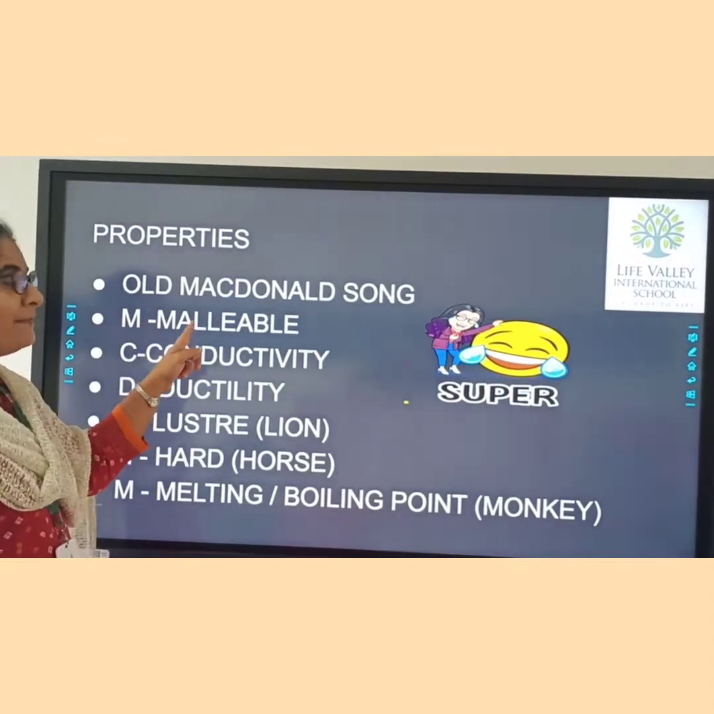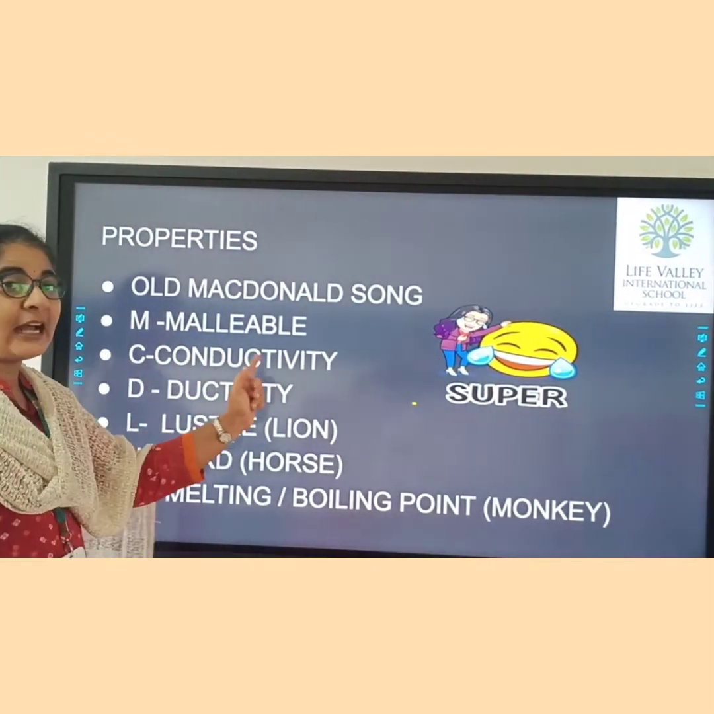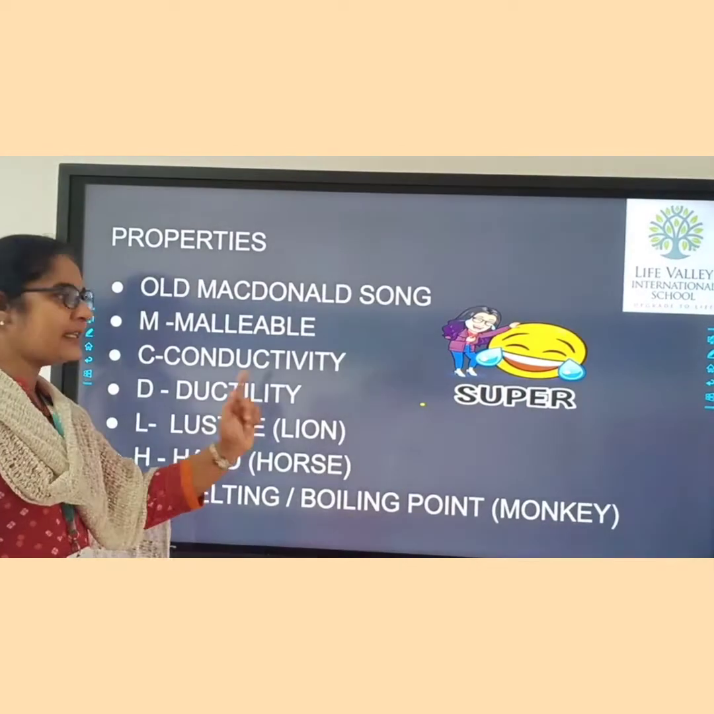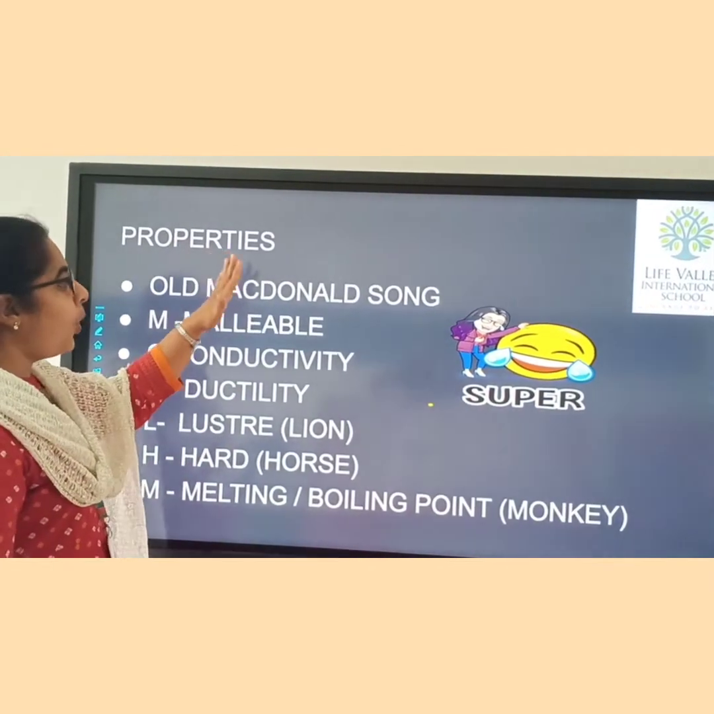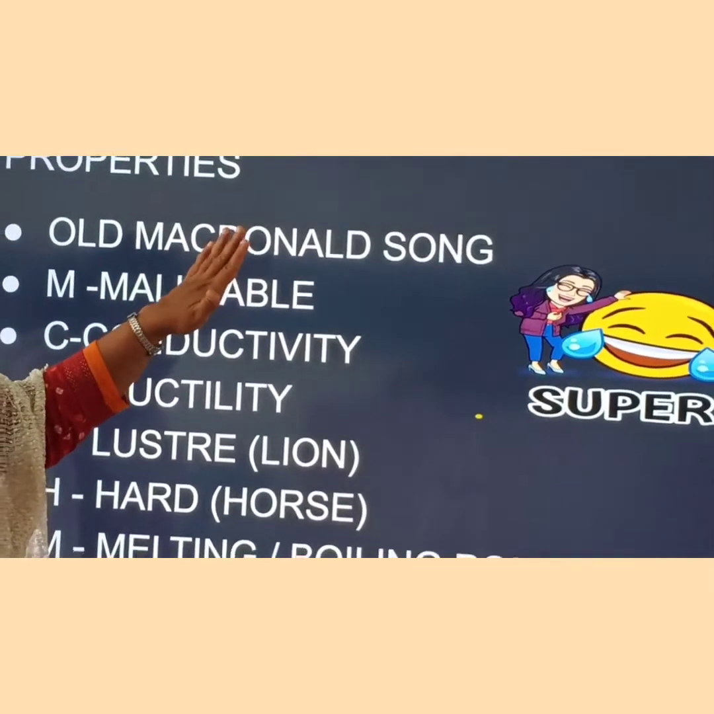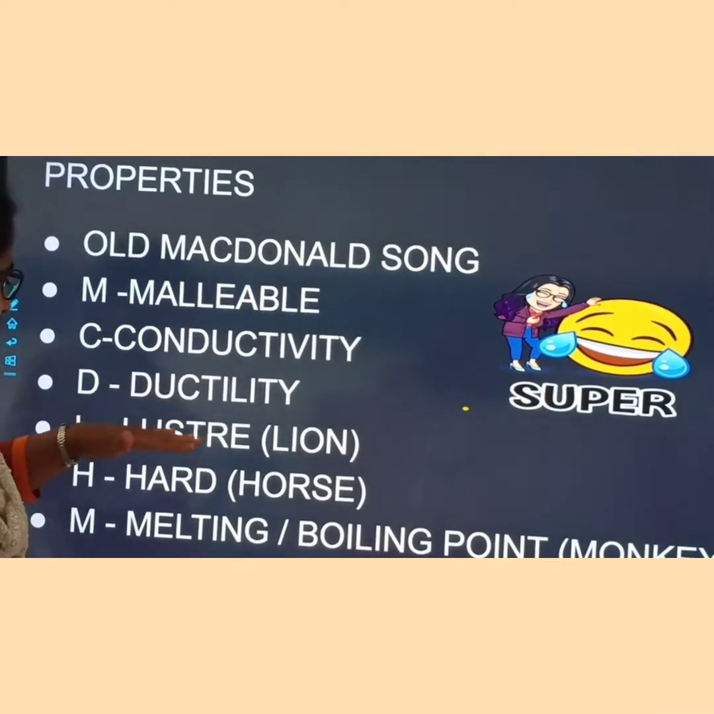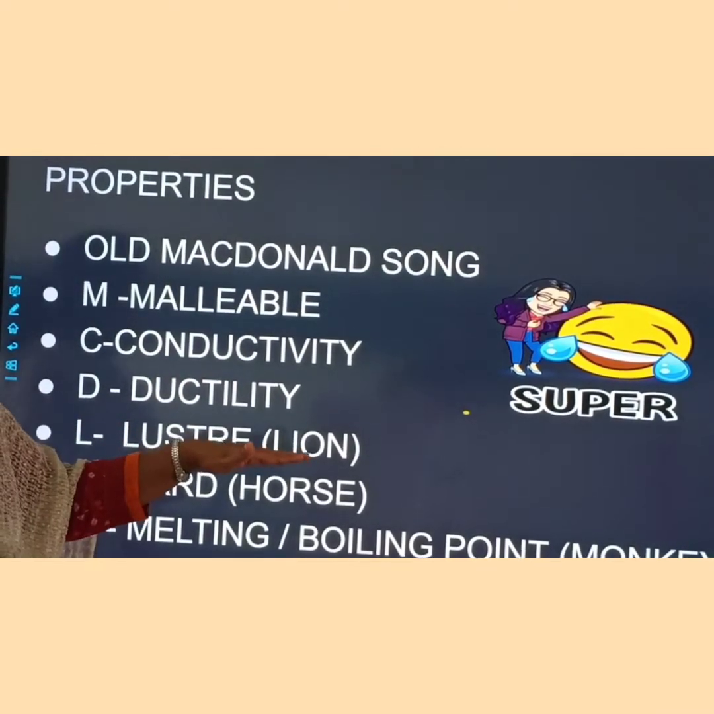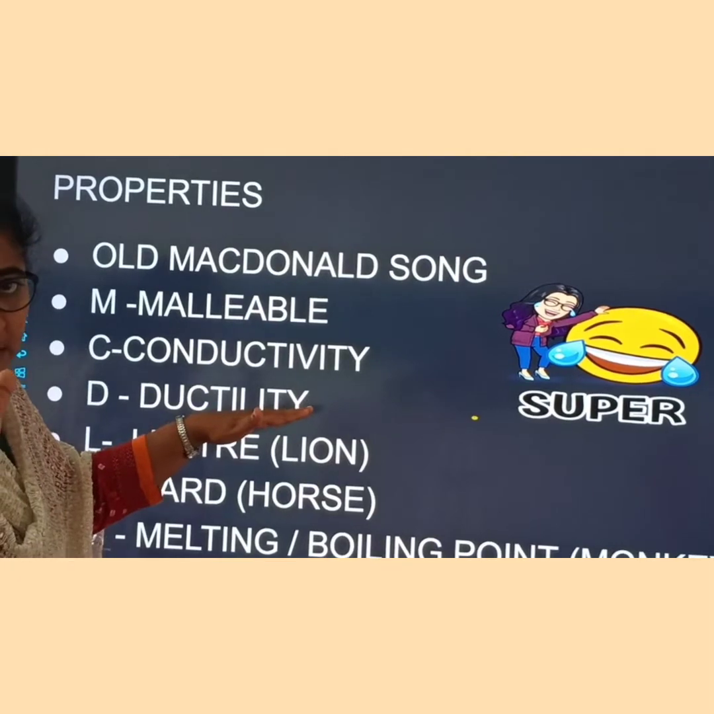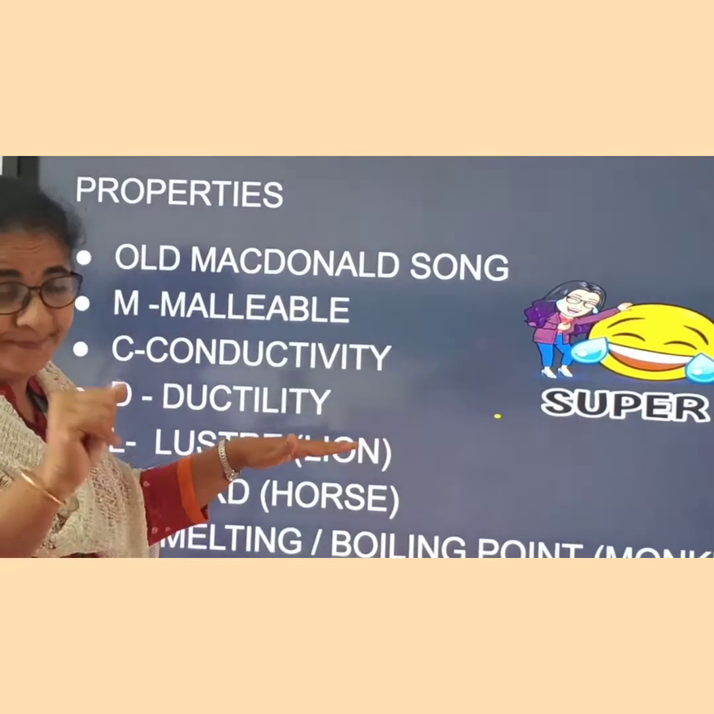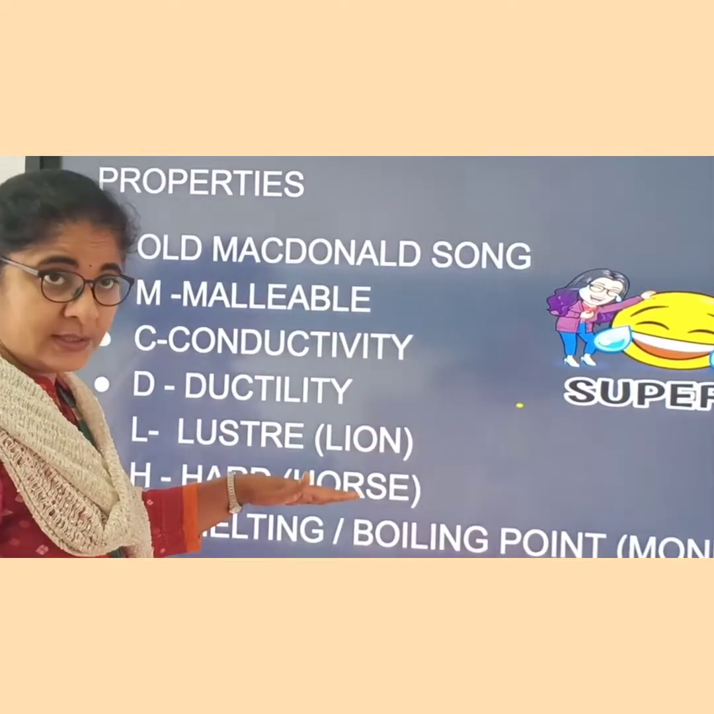M is malleable, C is conductivity, D is ductility. Okay. Old MacDonald had a farm, and on that farm he had a lion, he had a horse, he had a monkey. Old MacDonald is a very hep fellow.